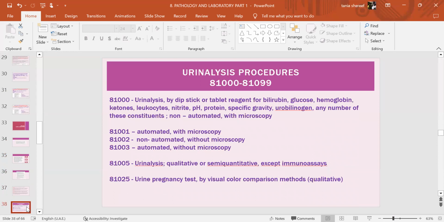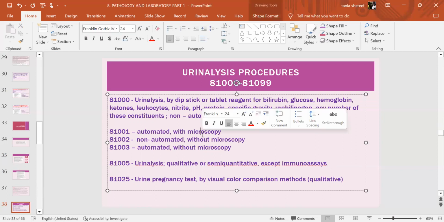Now, urinalysis procedures. So these are different urinalysis procedures we can see in our text. Here also we can see the urine pregnancy test. Then urinalysis, non-automated with microscopy, automated with microscopy, non-automated without microscopy, automated without microscopy. Then urinalysis, qualitative or semi-quantitative, and the urine pregnancy test also.